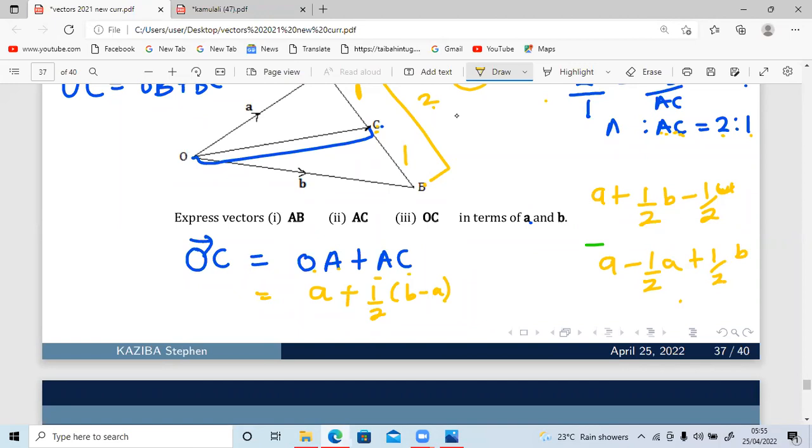So when you have 1 minus a half, what do you get? A half. So what is A minus a half A? A half A. So I have a half A plus a half of B. So this is your answer. Those who want, you can factorize out the half and write a half into A plus B. Is that fine?